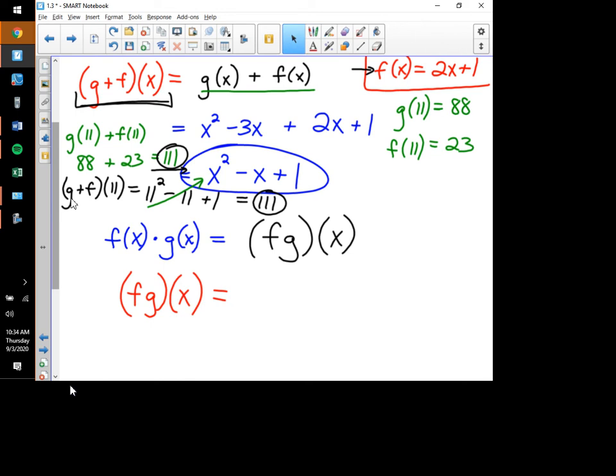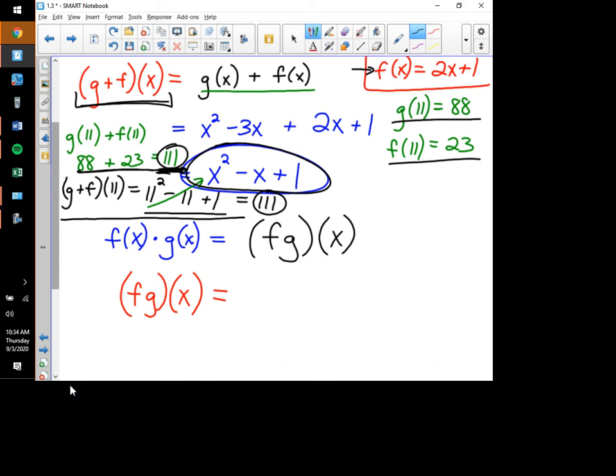So the way we got this answer right here was really a three-step process. We evaluated g of 11 first, then f of 11 second, then we added those two numbers together third and got 111. But once we figured out what the sum function was, then it really becomes a one-step operation, albeit a more complicated one-step operation, but there you go. And in one step, we were able to get the same result. I don't know if that amuses anybody, but that's kind of what we just did.